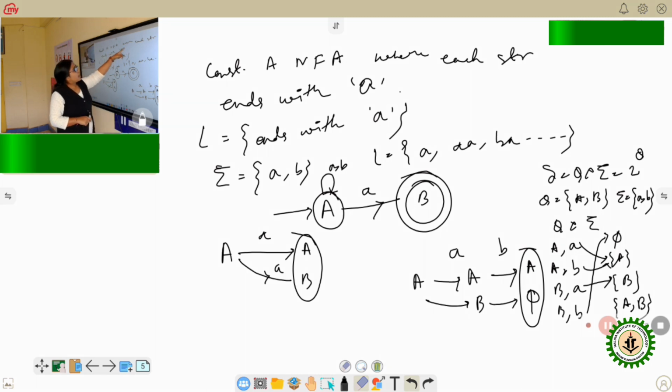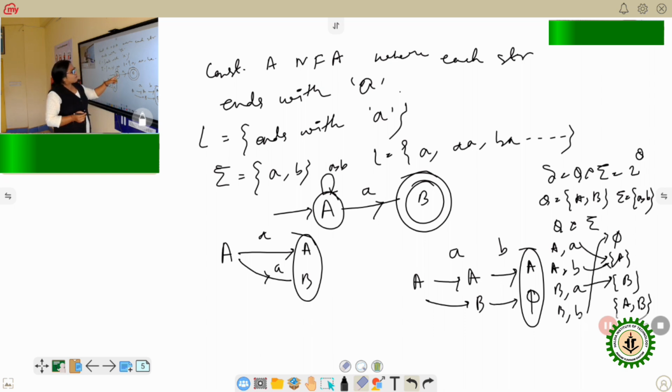Construct an NFA where each string ends with A. Ends with A means this is an infinite language, and the language ends with A, over the alphabet set {A, B}, and the language is A, and so on. So this is the diagram; it is very easy once you learn NFA, and it will be quite easier than DFA. Only one constraint is there, ends with A. So it is ending with A. This is the final state or accepting state. It can start with anything, A or B.